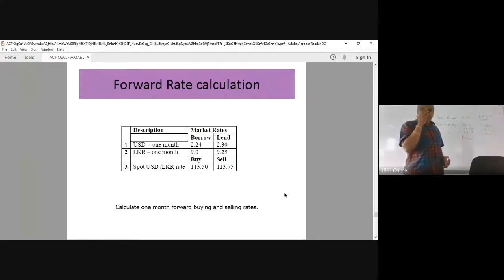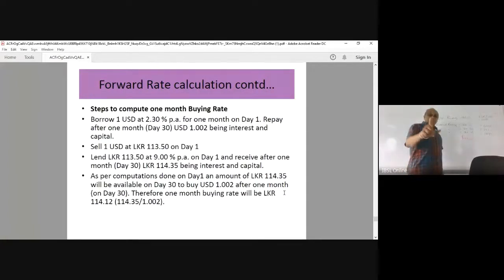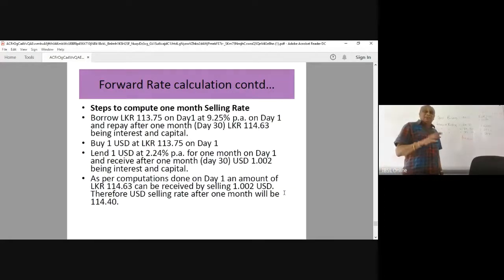I'm giving this as homework: forward rate calculation for 1 month. I give the market rate and lending rates, and you calculate the 1 month forward buying and selling rates. I have also given the answer, but I am not going to discuss it in detail now. You can go through it, work it out and try to understand. I'm giving it deliberately; once you do it and learn how to compute these calculations, then you are through. Right?